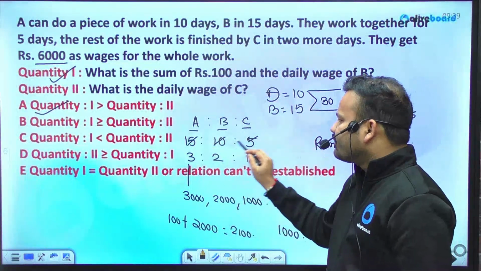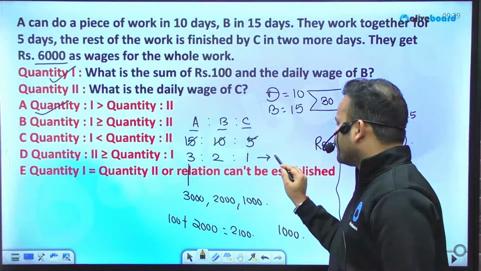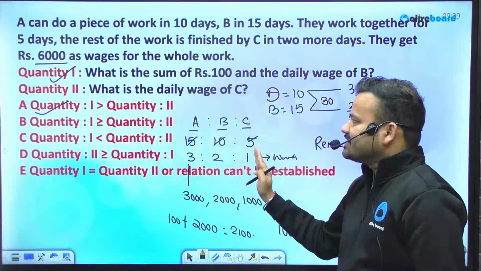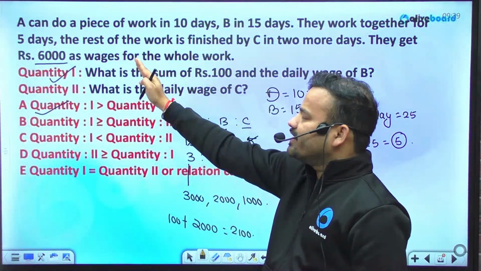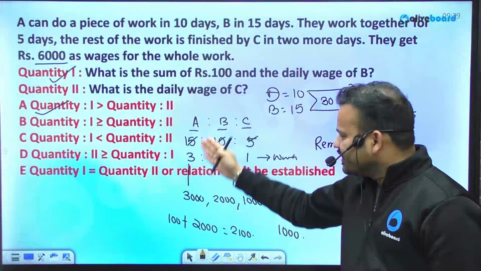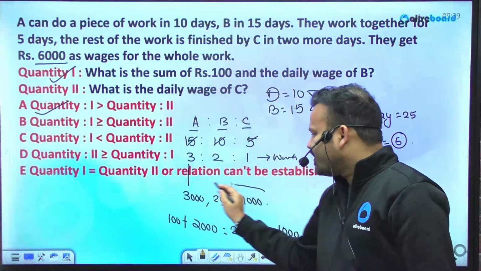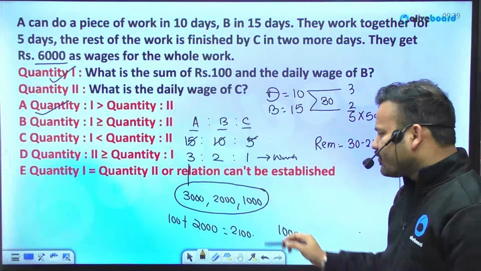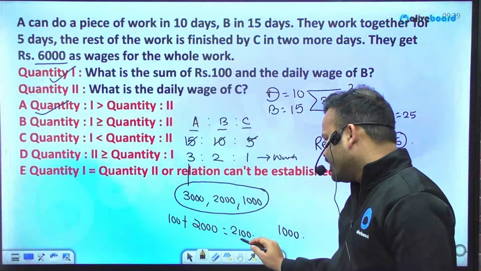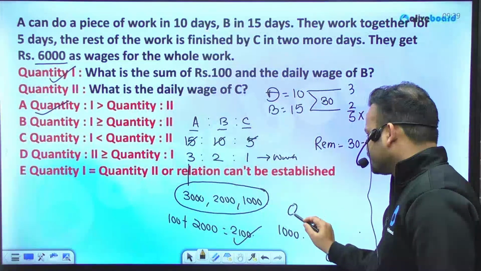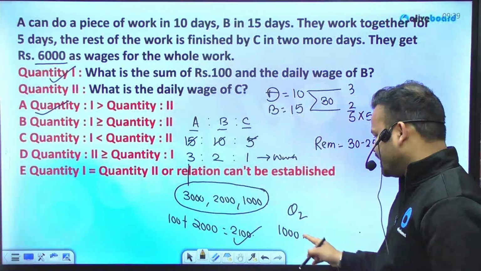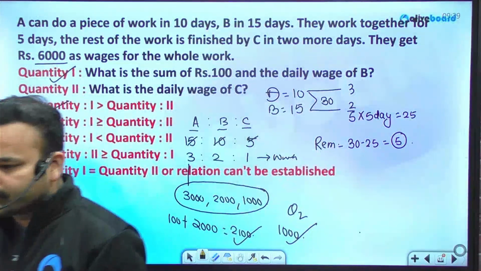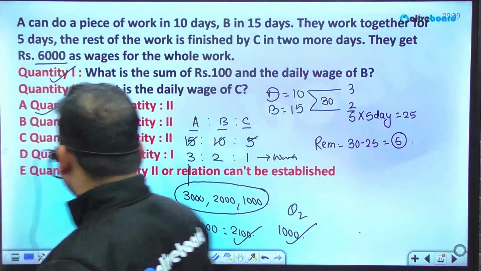So 15, 10 or 5 is the particular ratio में, this is the ratio of work. In this particular ratio, the entire wages will be distributed. 3 plus 2 is 5 plus 1 is 6. 6 units equal 6,000. So each unit will be equal to 1,000. So 1,000 into 3, 3,000, 2,000 and 1,000. These are the wages of A, B and C. Quantity 1 कह रहा है the sum of rupees 100 and the daily wage of B. That is 2,000 plus 100, which is 2,100. This is quantity 1. And this is quantity 2, which is equal to the daily wage of C, that is 1,000. So 2,100 is greater than 1,000. So quantity 1 is greater than quantity 2. You need not find out the efficiency.